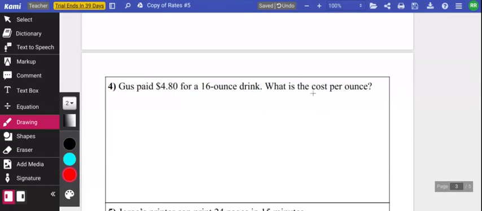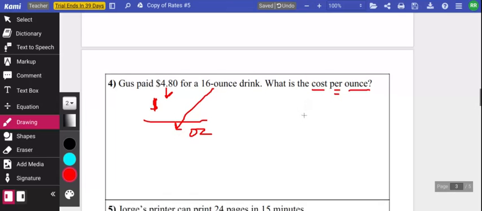Number 5, the cost per ounce. You want the cost per ounce. So the cost should go on top and the ounces on bottom. So put the cost here, put the ounces on bottom, and then do top divided by bottom to get the cost per ounce.